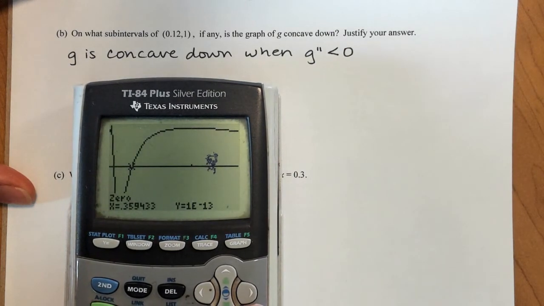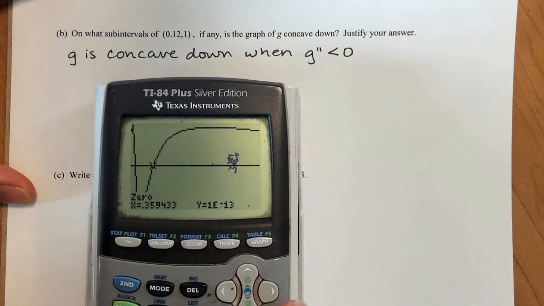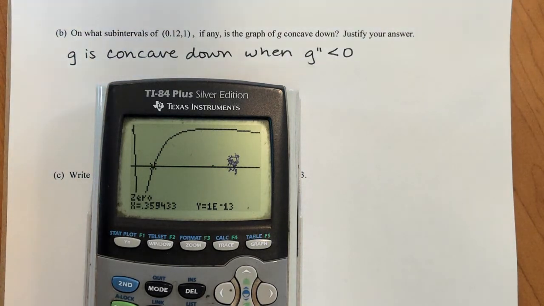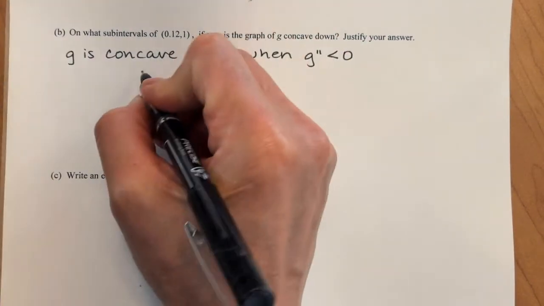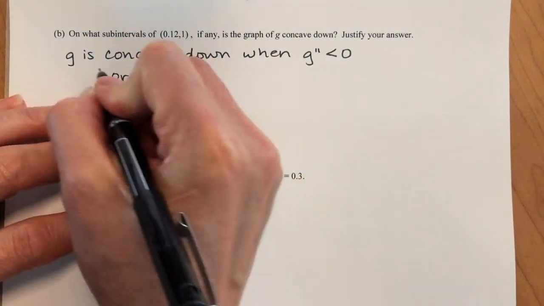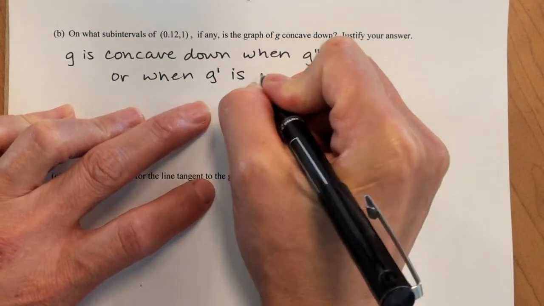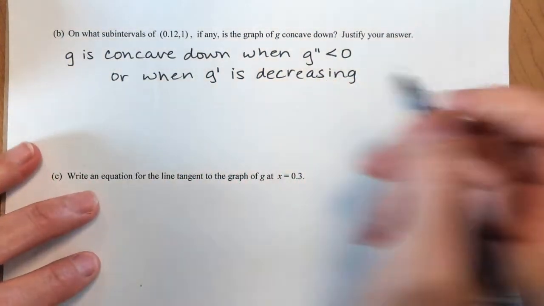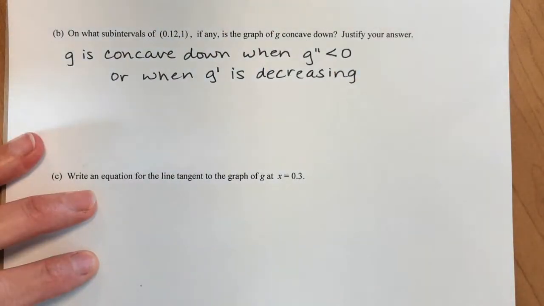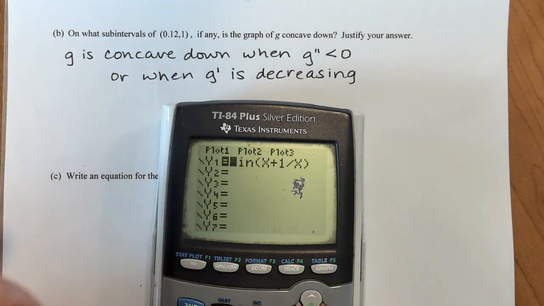Okay, so I'm going to use the second derivative equation. I could do this two different ways. Because if the second derivative is negative, I could also say that means when the first derivative is decreasing. It might be good to check both of those, because that will tell me I'm correct if I get the same answer, but I'm going to start with the second derivative.